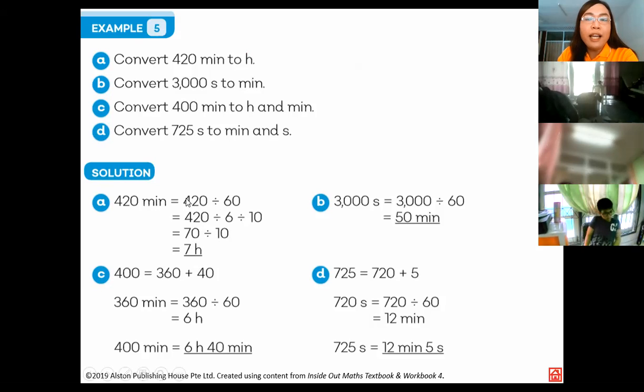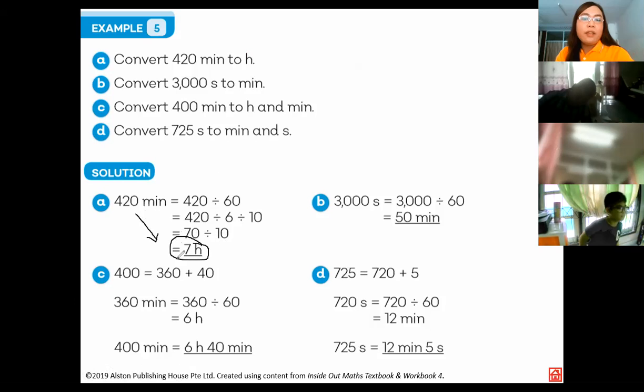Again, 420 divided by 60. You can also do it like this, 420 divided by 6 and divided by 10. So 420 divided by 6, that's 70, right? And then divide by 10. So that's 7 hours. So there are 7 hours in 420 minutes.